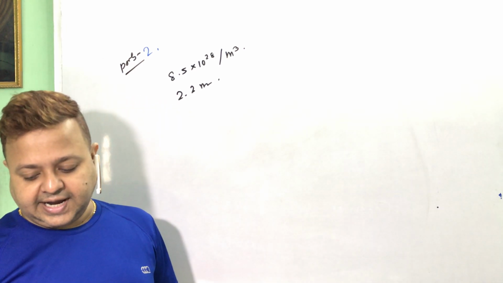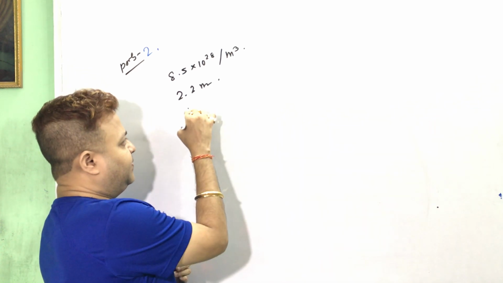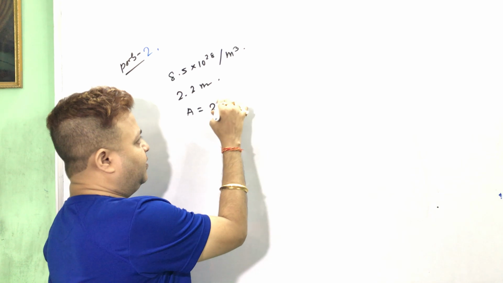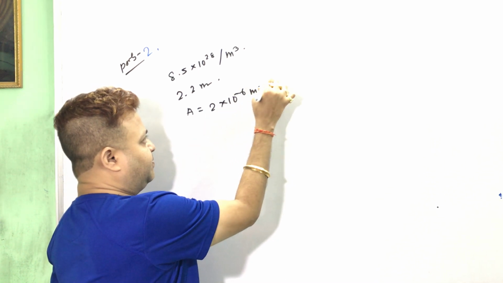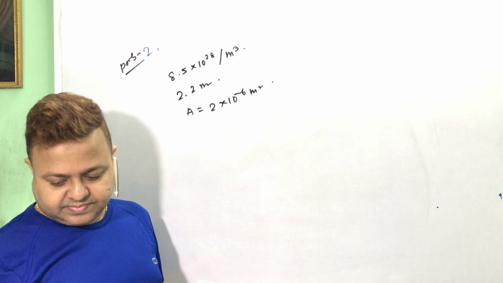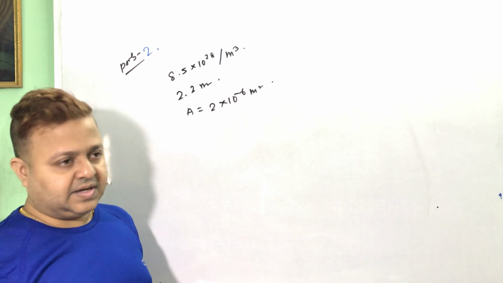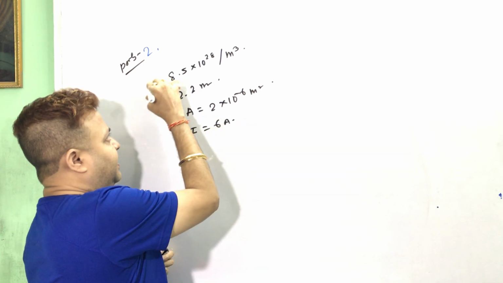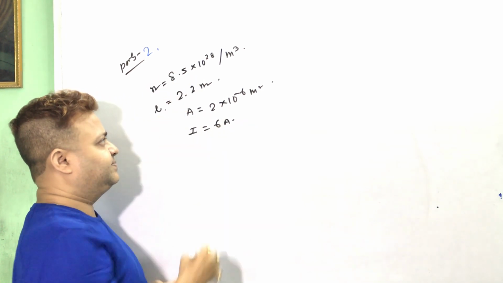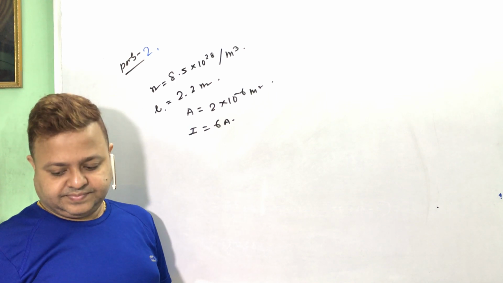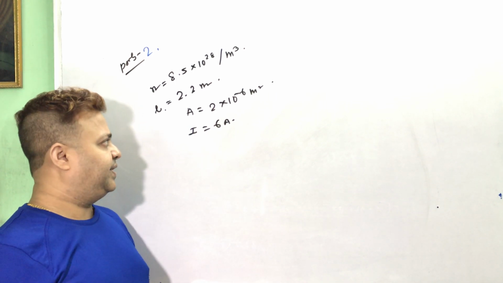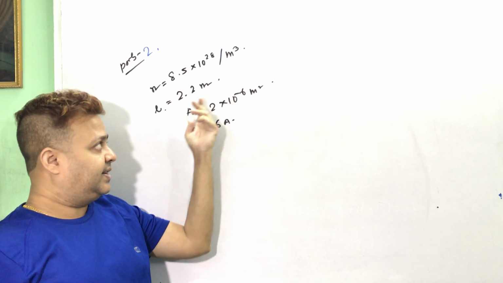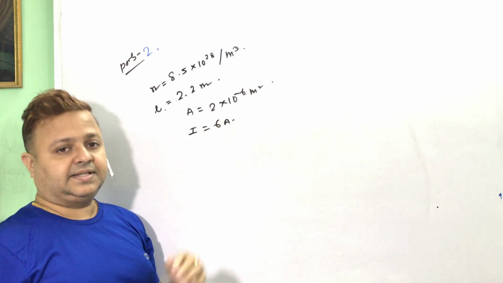if the cross sectional area is 2 into 10 to the power minus 6 meter square, and it is carrying a current of 6 ampere. Here the number of electrons per unit volume is given, the length of the conductor is given, the area of cross section is given, the current is given.